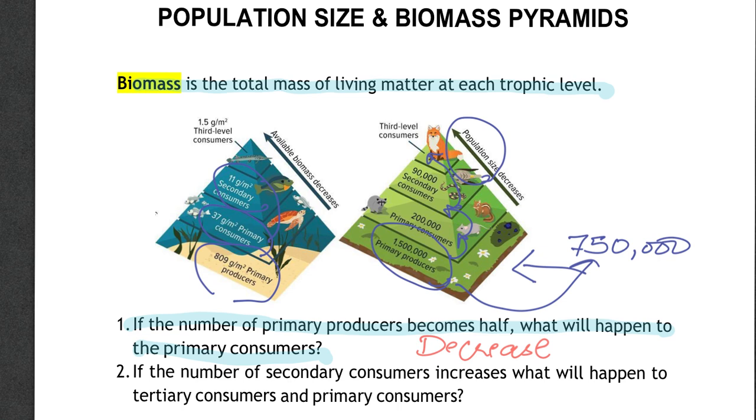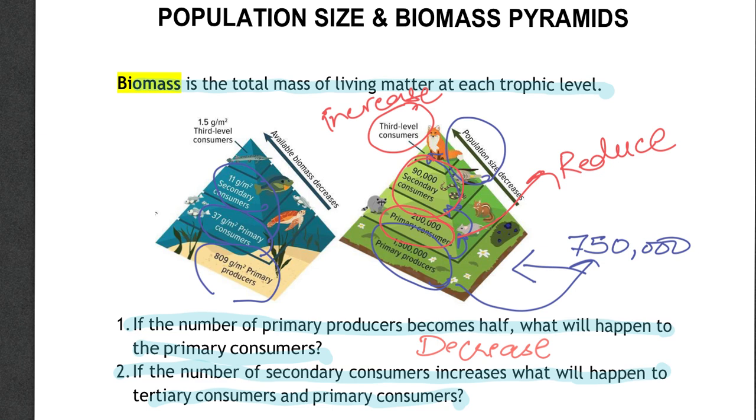Similarly, we have another question. If the number of the secondary consumers increases, what will happen to the tertiary consumers and primary consumers? Pause the video and give me your answer. Yes, now you are right as well. If the number of the secondary consumers increases, the tertiary consumers are also going to increase because they will have more food to eat. However, the primary consumers are going to reduce because secondary consumers are going to feast on them.